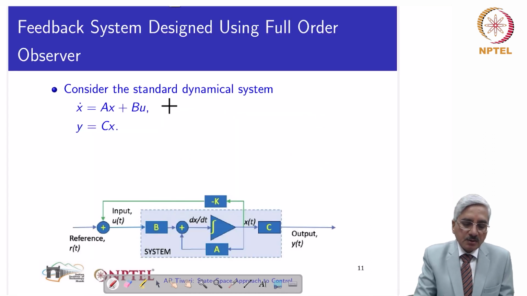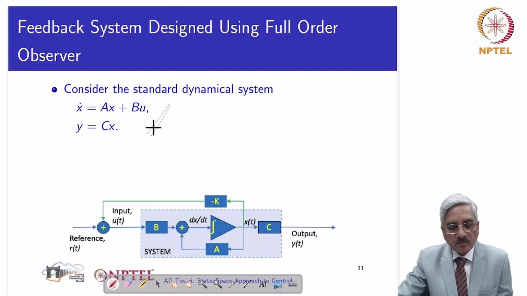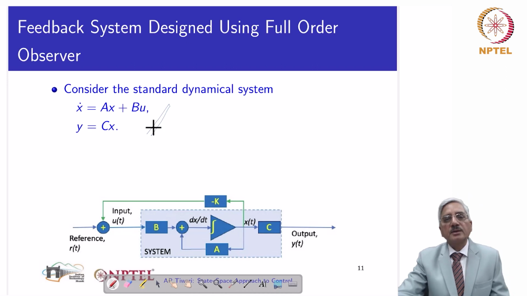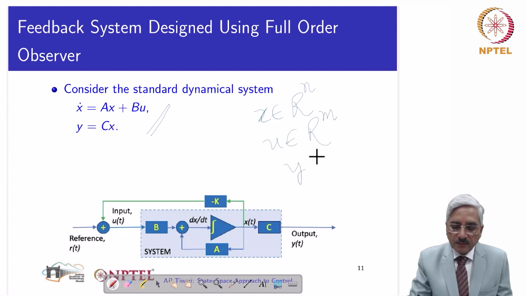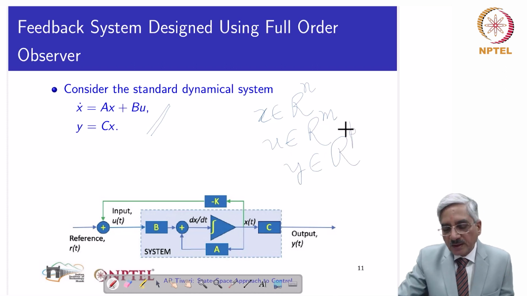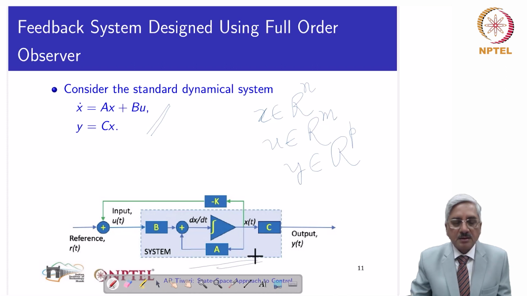We consider, as usual, the nth order system described by the standard state space equation. Here it is a linear time invariant description, x dot equals Ax plus Bu, y equals Cx, x belonging to R^n, u of dimension m, and y of dimension p. So we have an n-dimensional state space, m-dimensional input and p-dimensional output. And this is the state diagram representing the system.